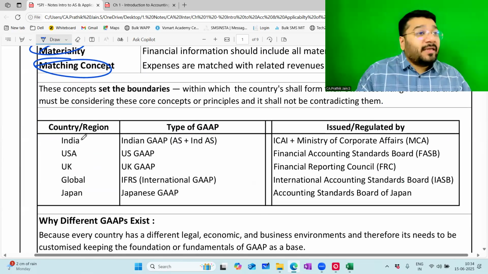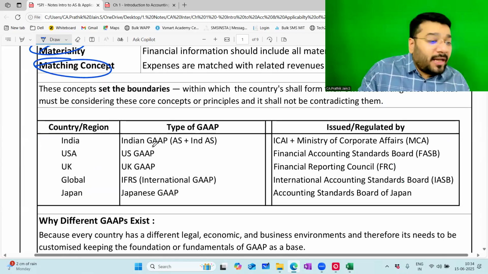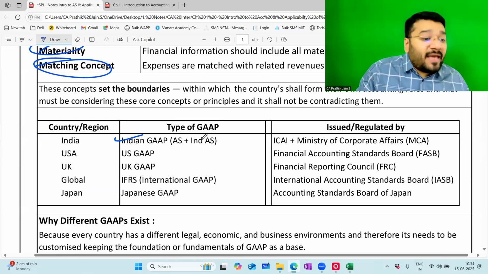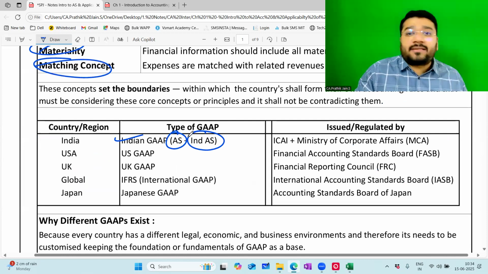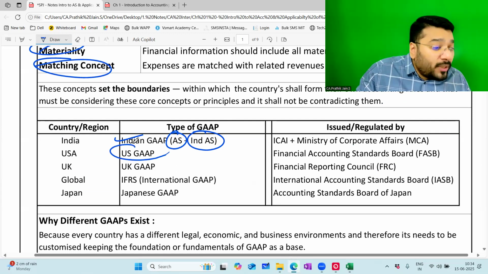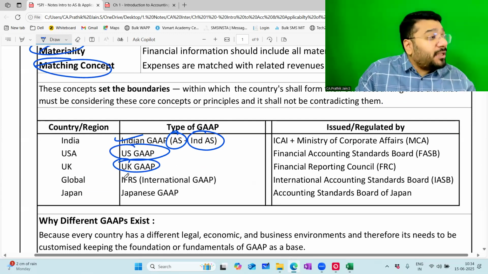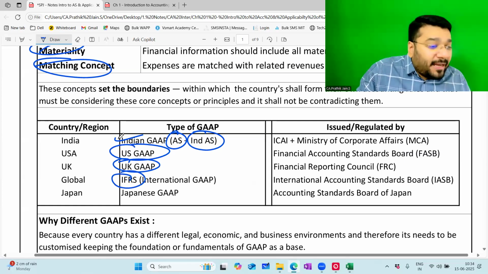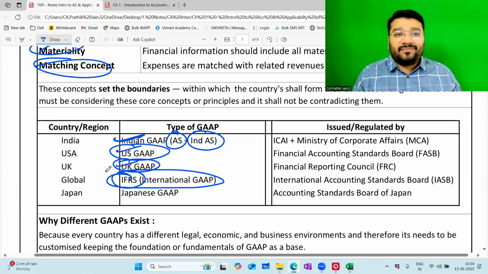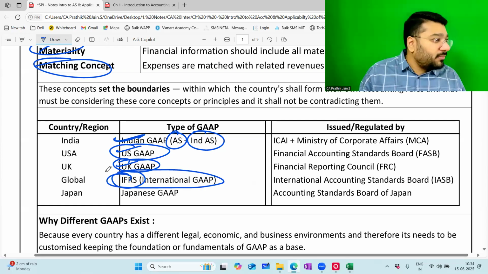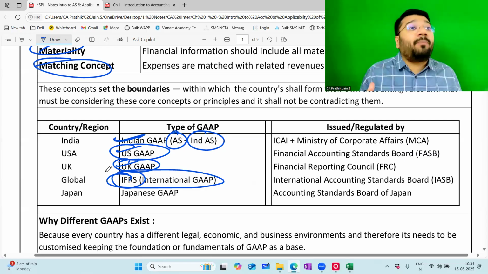Now, keeping that in mind, everybody has come out with their own GAAP. India has got something called Indian GAAP, in which we have a framework of accounting standards and Ind AS. The US came out with US GAAP. The UK came out with UK GAAP. There's something called IFRS at the global level. Those who don't want to apply their mind in preparing their own accounting standard can adopt the IFRS as it is. Those who don't want to put their brain or thought process into it, those who don't want to work hard, what can you do?